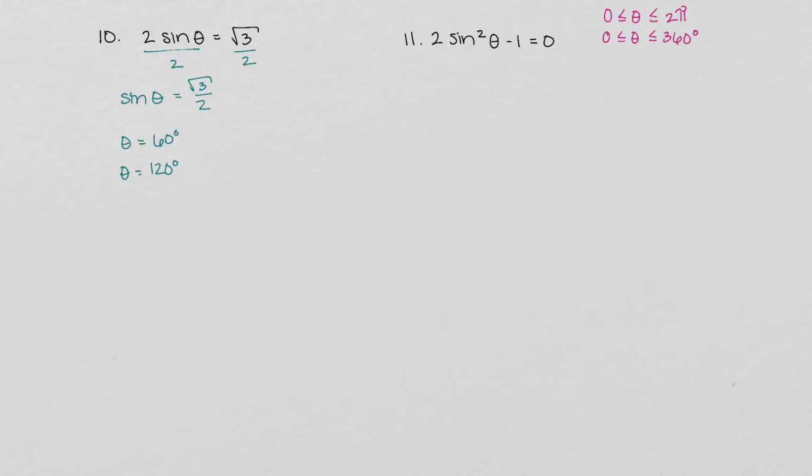Now, those are just the first two solutions. Remember that we are looking at 60 and 120, but then we also look at every iteration of those angles. So every time we go around the circle, we're looking at the position 60 and the position 120. And the way we say that is we say 60 degrees plus 360 K, and 120 plus 360 degrees times K.